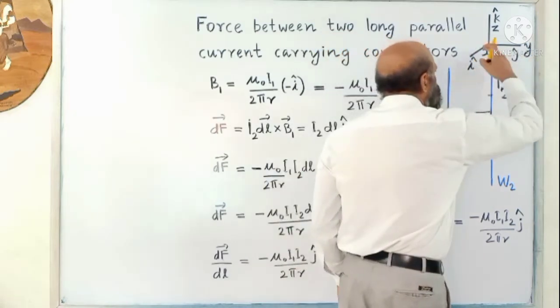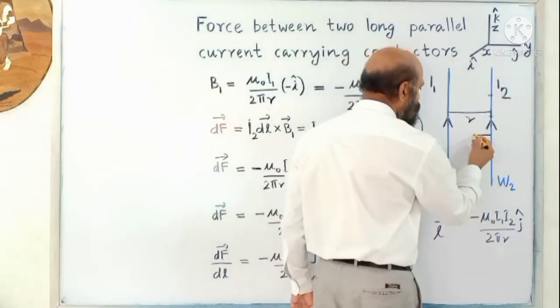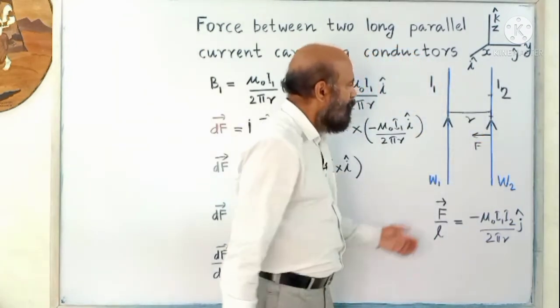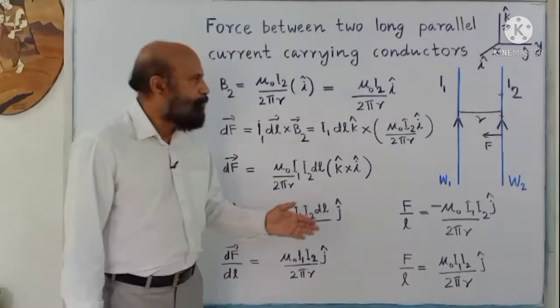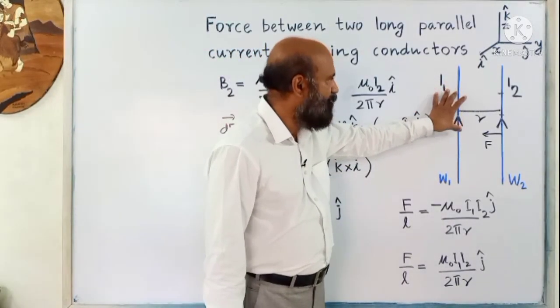J cap is that side, so minus J cap, the force per unit length will be acting this side. Similarly, we have to find the force experienced by this conductor.